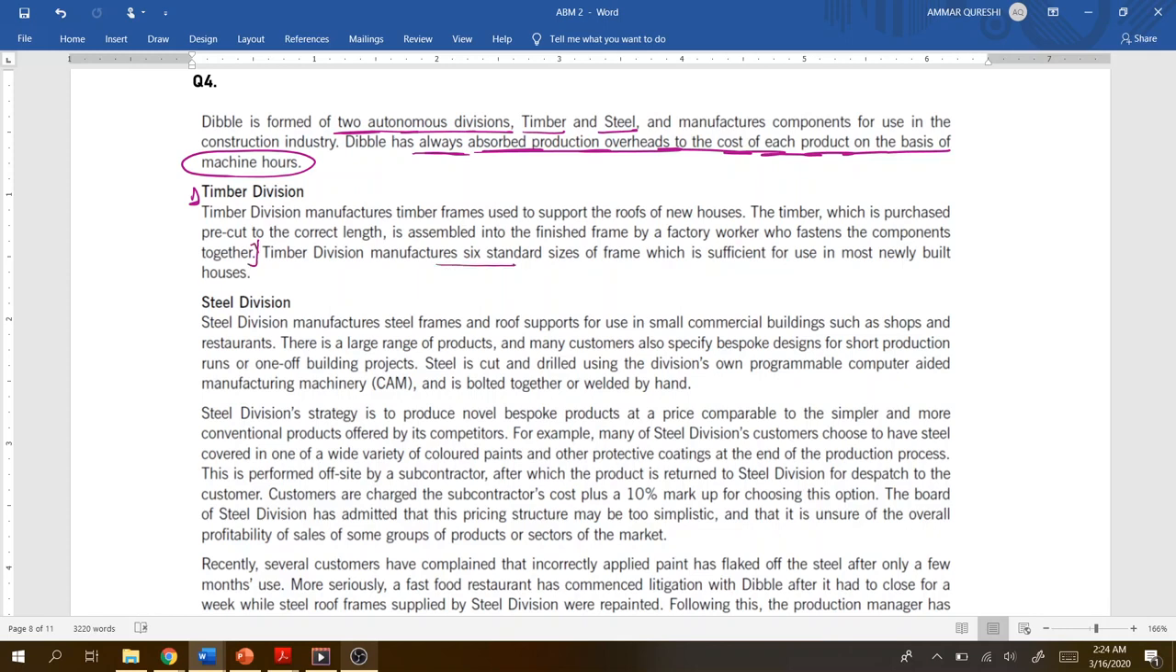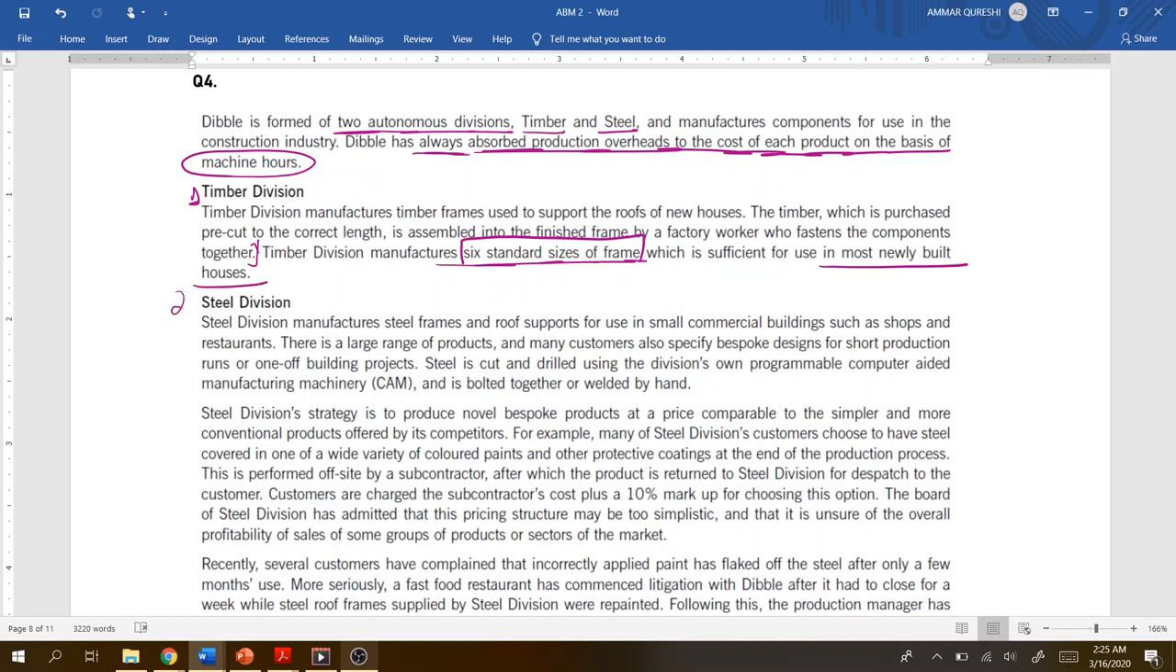The division manufactures six standard sizes of frame. Now, try to think, what do you mean by standard size of frame? I mean, what are the qualities? You may pause this video and think over it, and then we can start. All right, so standard product means that you are continuously manufacturing the same kind of product, same methodology, same components, same workers probably. So it's something which you are quite capable of, or you have expertise in, right? Which is sufficient for use in mostly newly built houses, right? So this is basically the first product, which is the standard product.